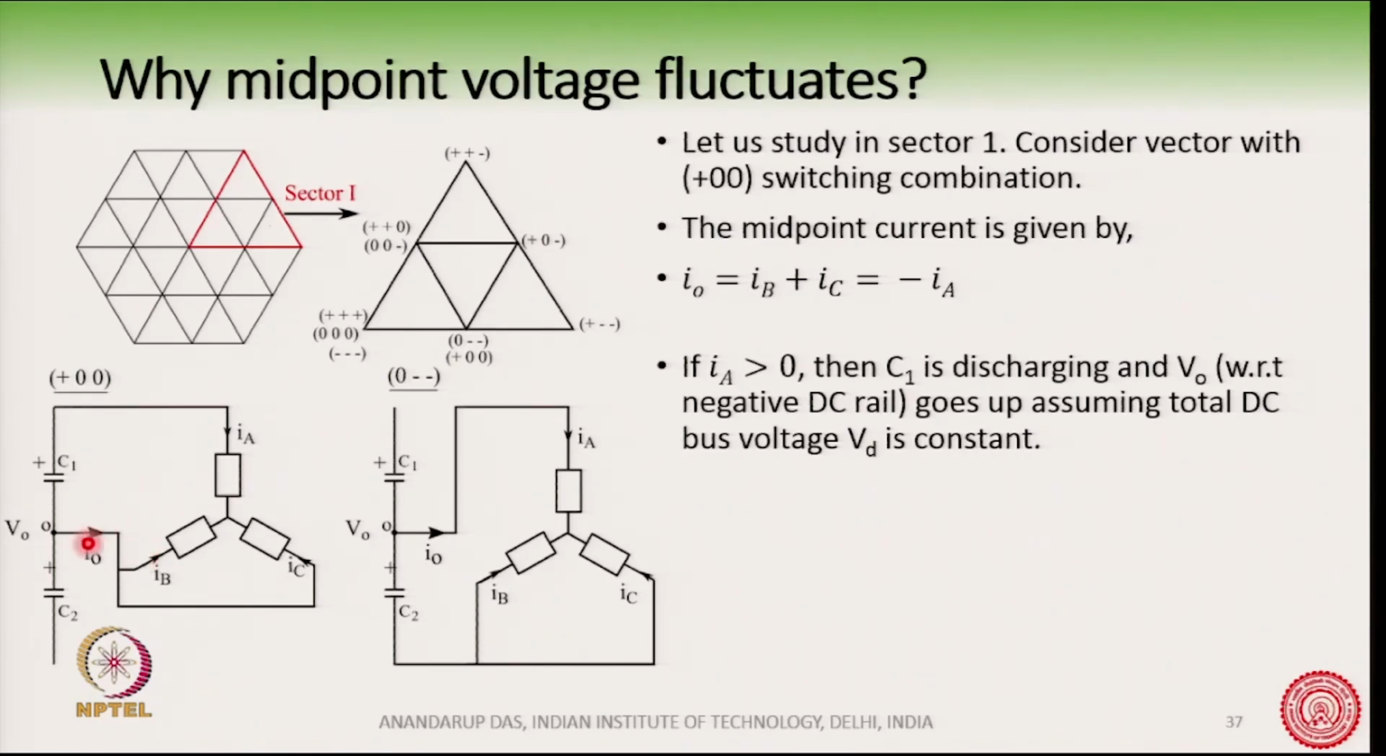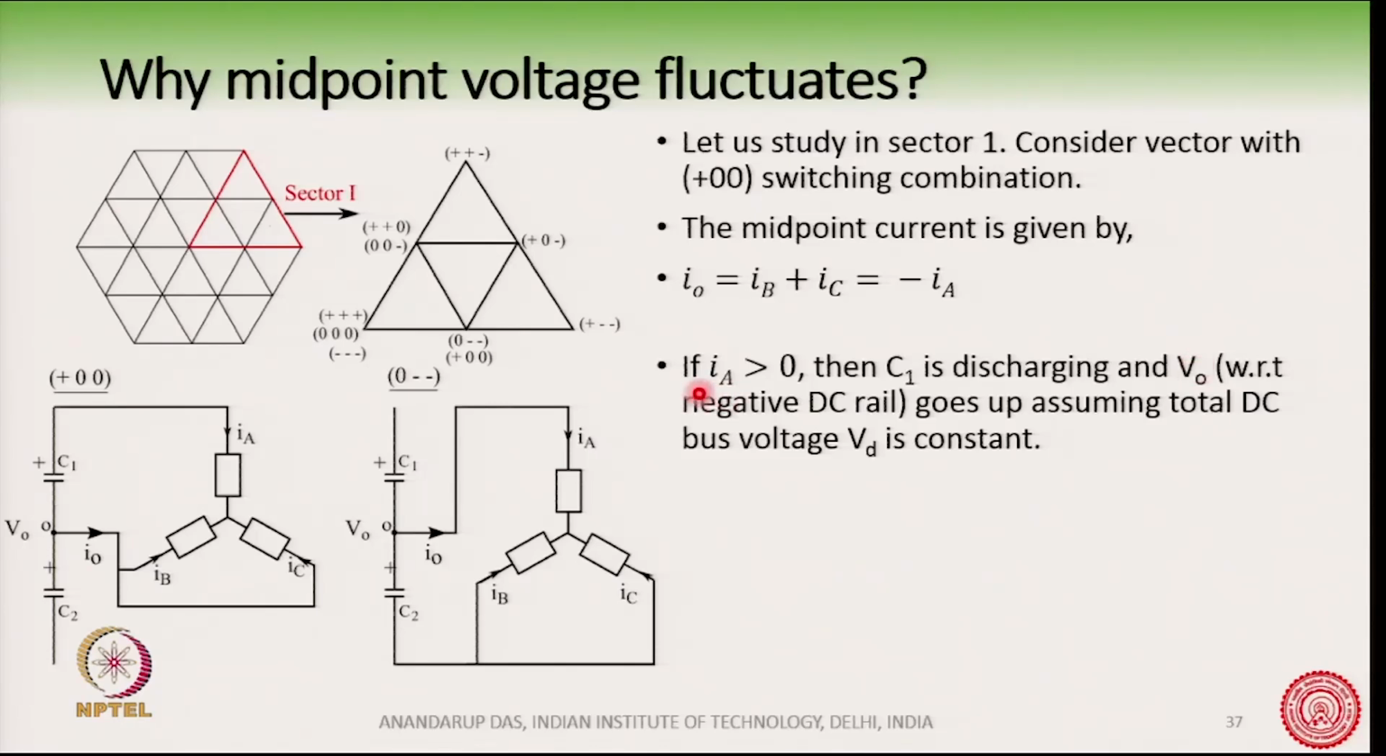You see here that the midpoint current I 0 is equal to I b plus I c. So, this is the switching state, and the midpoint current is I b plus I c. Since in this case the load is isolated, I a plus I b plus I c is 0. So, therefore, I 0 is equal to minus I a.